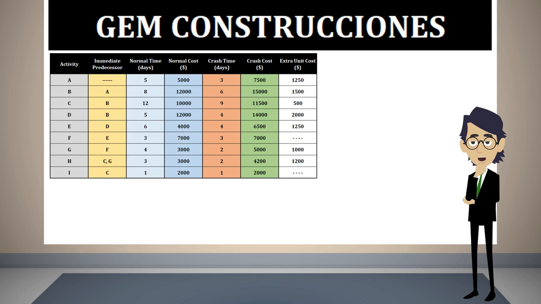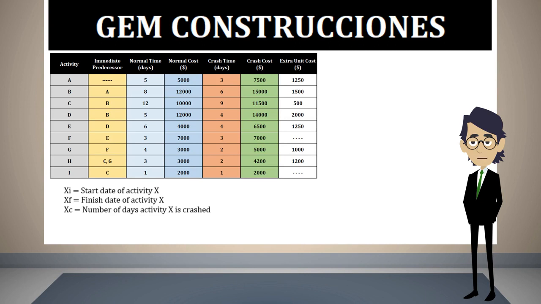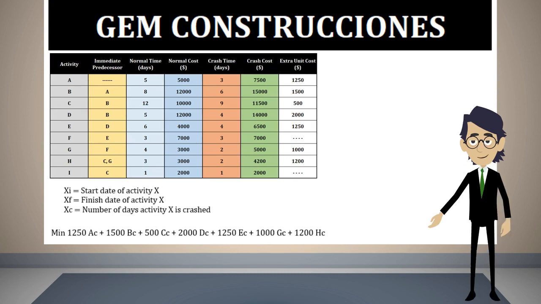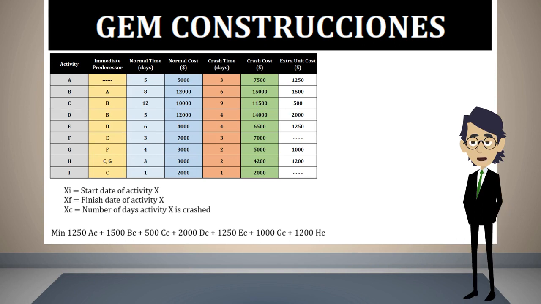The normal costs can be considered as fixed costs. What we need to minimize is the cost incurred for crashing some activities. Now we will define 3 types of variables. Let xi be the starting date of activity X, xf the finish date of activity X, and xc the number of days activity X is crashed. Our objective function must reflect the extra payment we have to make, and therefore the expression which represents this intention is the following. This objective function must be subject to the following constraints.